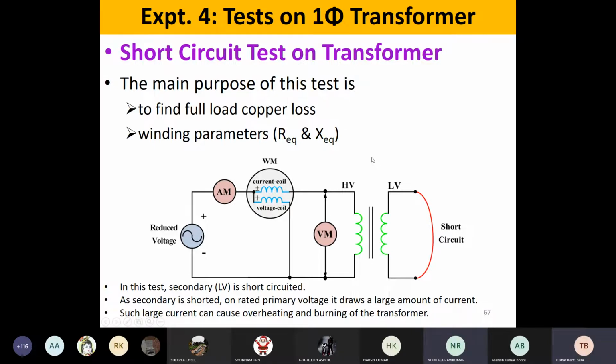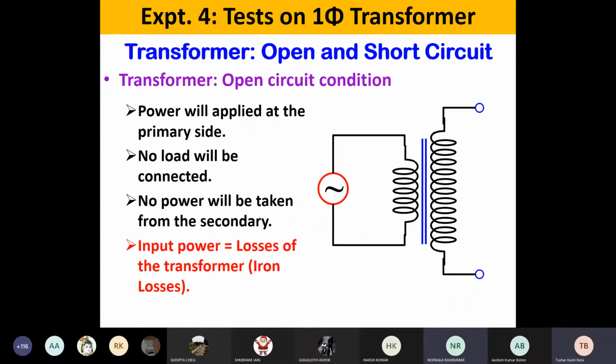The losses are estimated in the transformer test when the transformer is not giving any output power. If you go back to the other slides, the transformer is kept open here, which means no load is connected, so the transformer is not giving any power. If in this condition the transformer is taking some power, definitely that is utilized for its internal losses. So this is the logic.